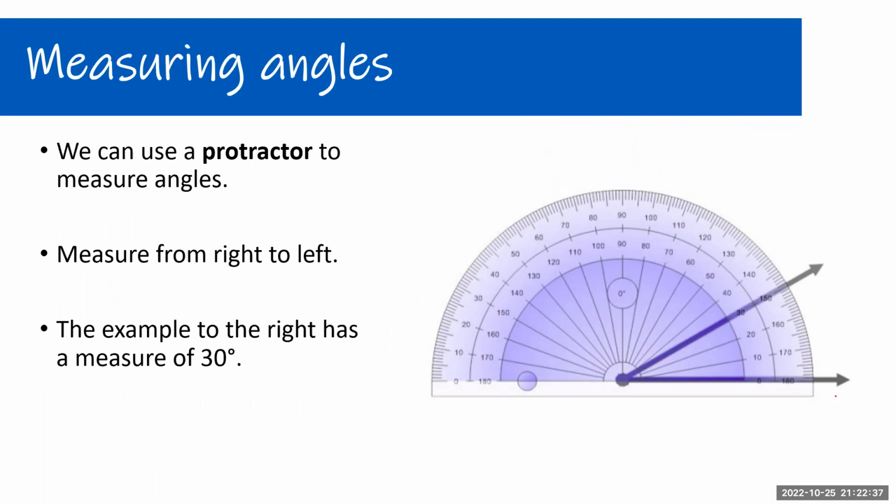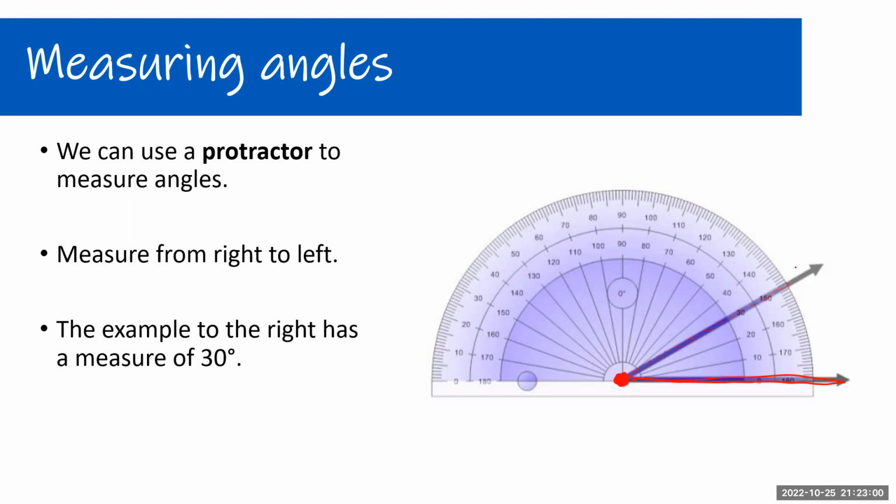However, I will show you graphics like this. So a protractor is going to measure from right to left. So what that means is you're going to put this dot right here on your vertex, and you want to put this part on that straight line, and then you want to see where this line goes.